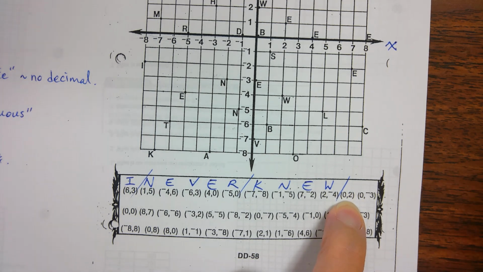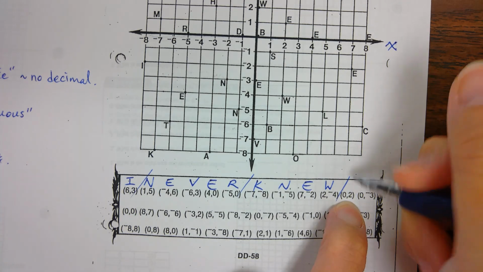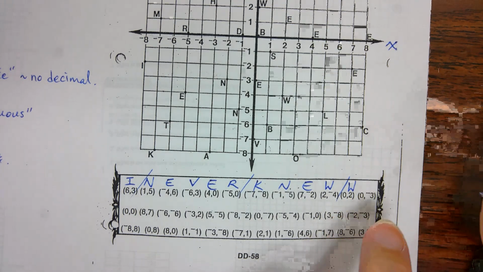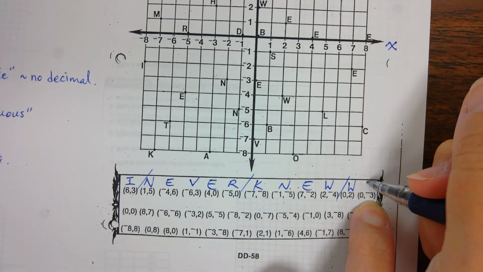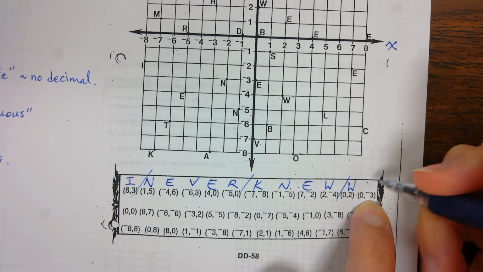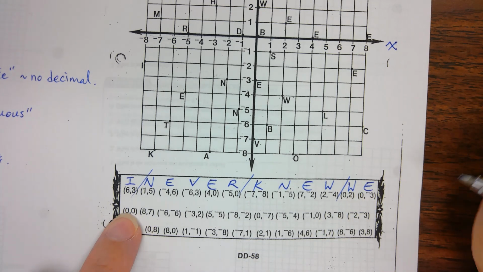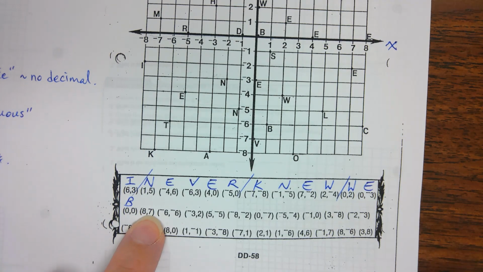Alright, Jelani, what did you get for 0, 2? W. Good. Armin, 0, -3? Wait, let me find it. 0, -3? Oh, E. E, good. Badar, 0, 0. 0, 0 is B. Good. Alright, Nicholas, 8, 7? Oh, good.